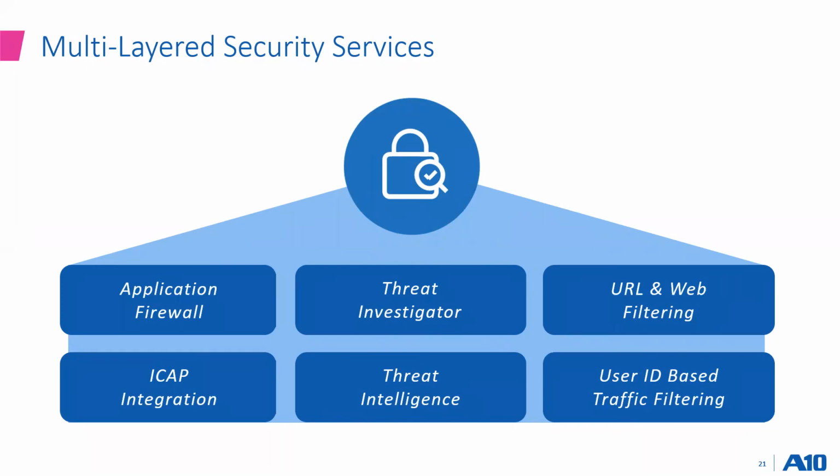We obviously have URL filtering as a feature as well. You can use that to block known bad websites for your users. We have ICAP integration. So unlike some of the legacy solutions, you don't have to go out and buy separate solutions just for ICAP. You can use our solution to integrate with other ICAP-enabled security devices as well. And then threat intelligence and user ID-based traffic filtering are some of the features that are really important, specifically when we talk about protecting our users, protecting our data in the Zero Trust model.